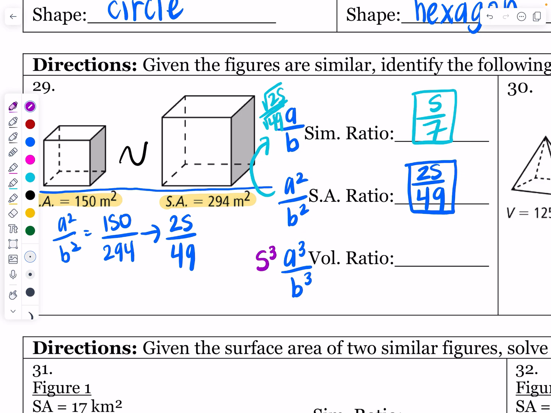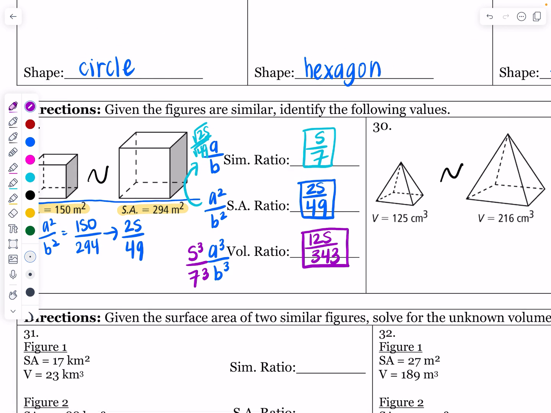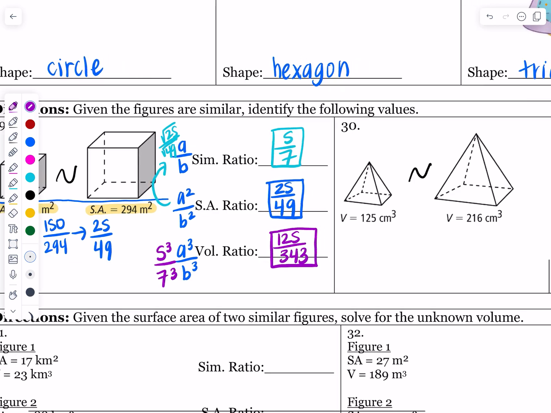So to find level 3, I go 5 cubed for volume and 7 cubed. So 5 cubed we know is 125. 7 cubed is, I think, 343. But let me type it in because I am tired. 7 to the third power. Yep, it's 343. Trust yourself, guys. But also, trust but verify. Type it in the calculator because you've got one. Okay, so those are our values. There's our similarity ratio, our surface area ratio, and our volume ratio.